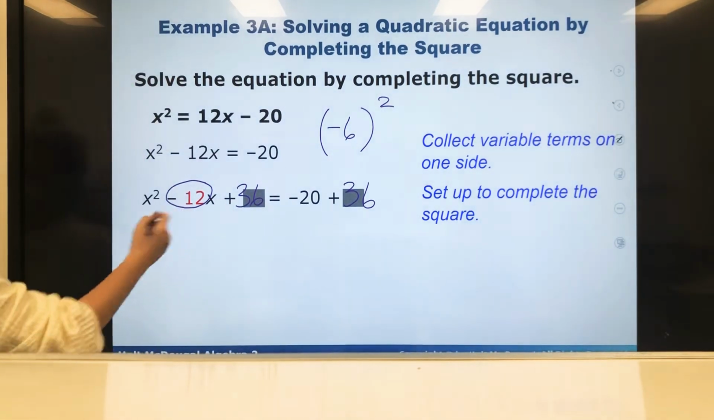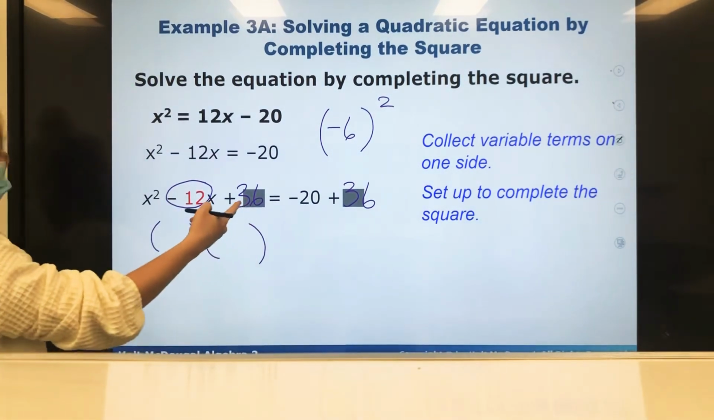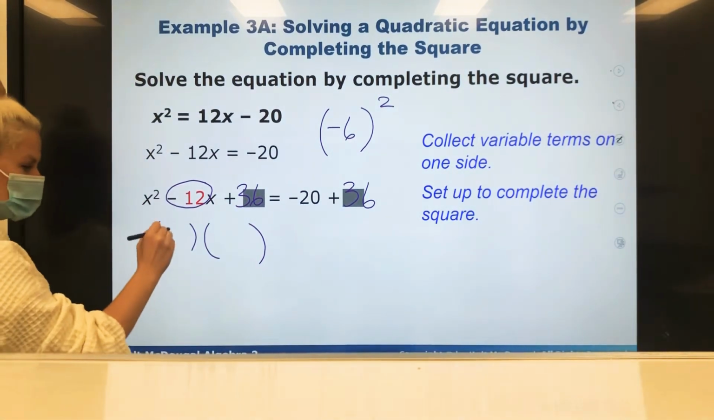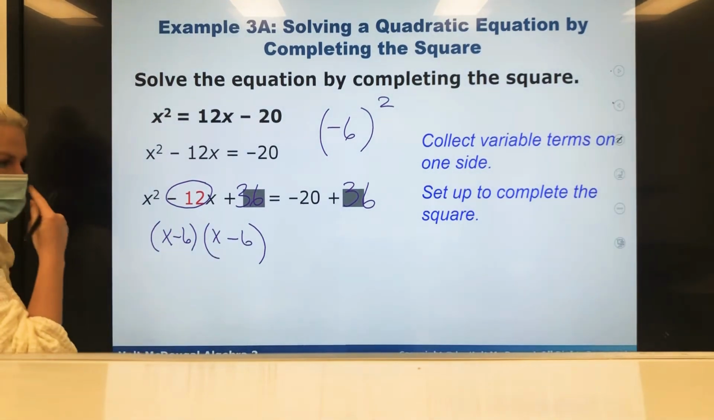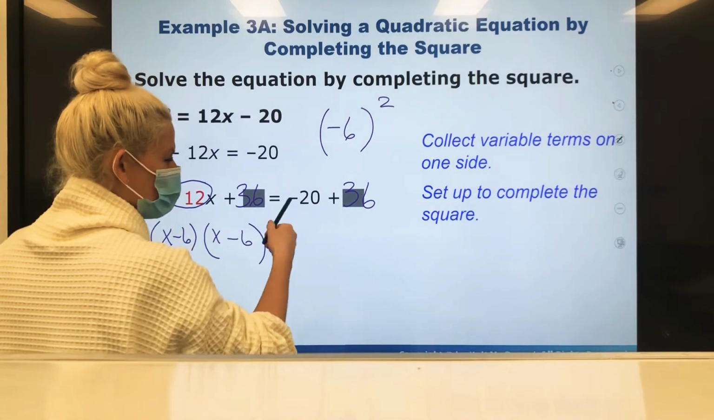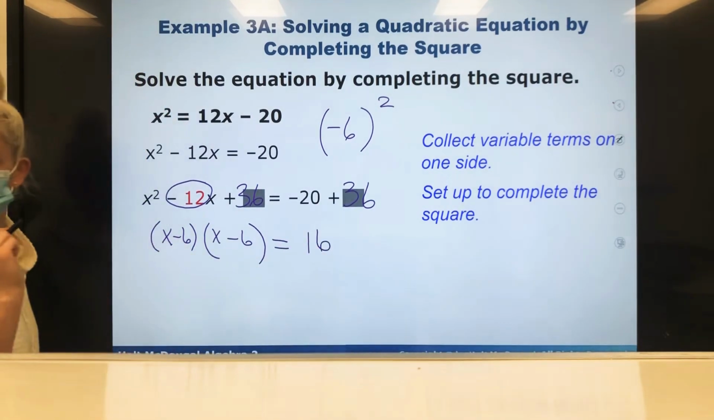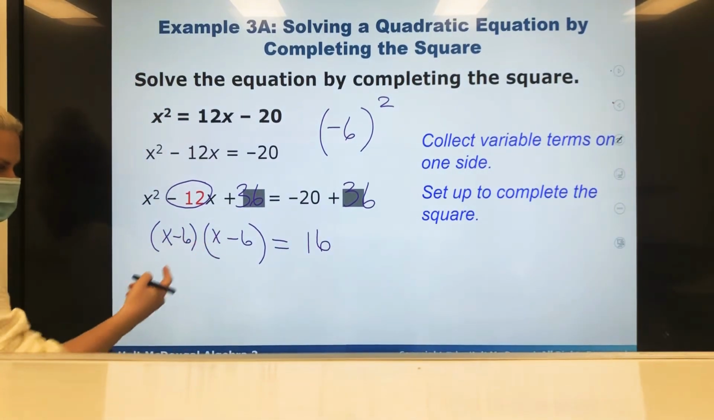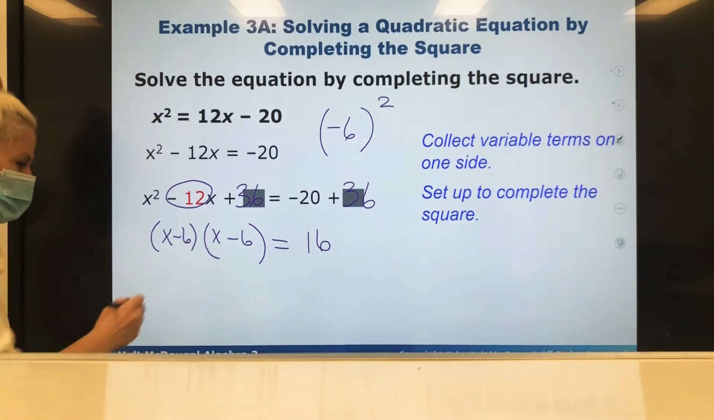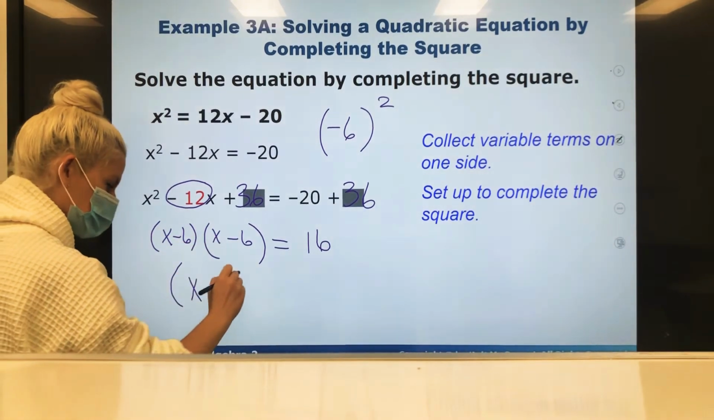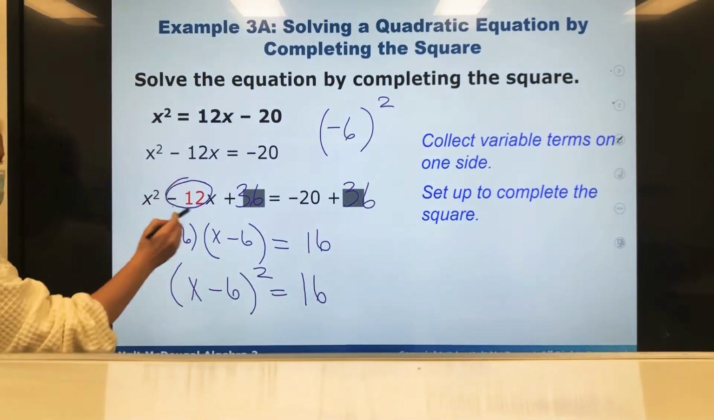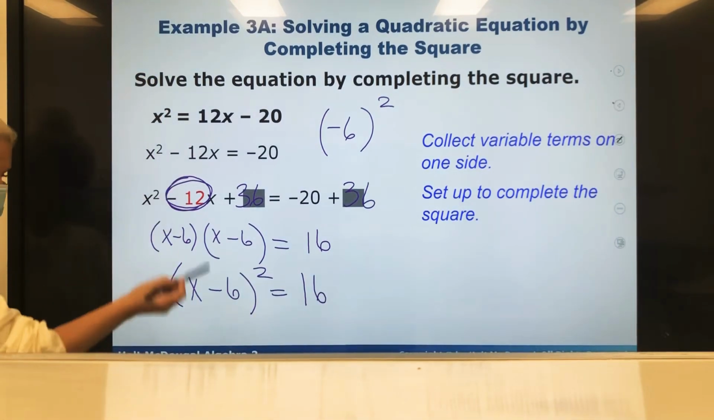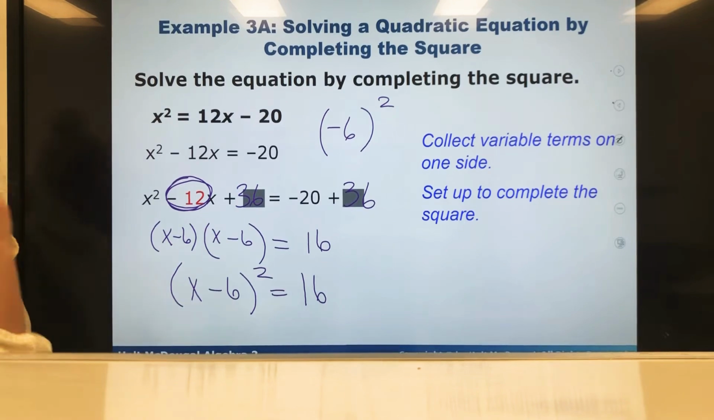This factors, right? Factors of 36 that give you the 12. So it's going to be x minus 6, right? Equals 36 minus 20 is 16. Eventually you're probably going to just skip this step and know that it's going to be x minus 6 squared equals 16. Here's my little hint: half of b is negative 6. That's what you're going to have in here.